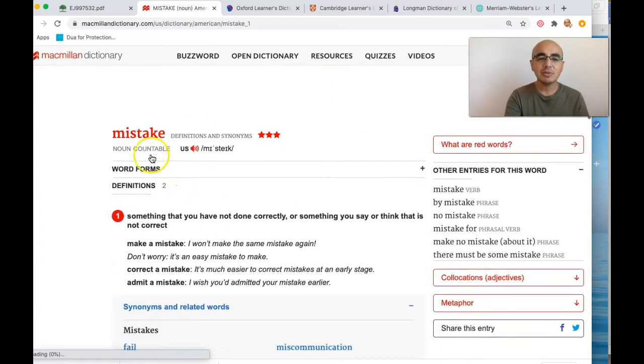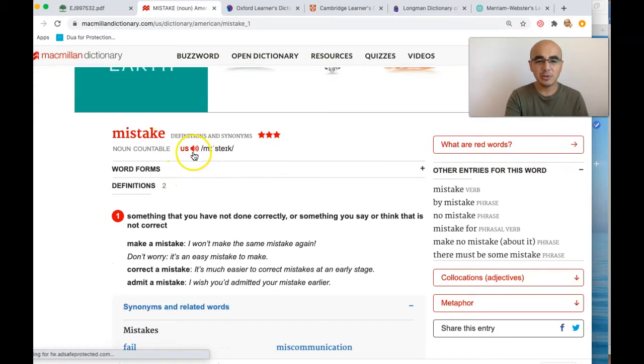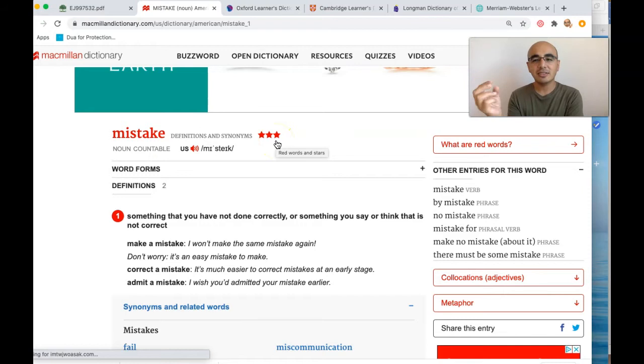So please note, right, mistake is given, and there is a US pronunciation, and there are 3 stars. So what are the red stars, especially 3? These are the most highly frequently used words. In other words, every learner should know these words, okay? So if I'm a learner, and I don't know the word mistake, and when I look at the 3 stars, that basically means that I have to know this word because this word is used frequently, okay?